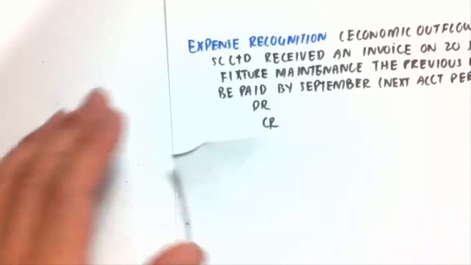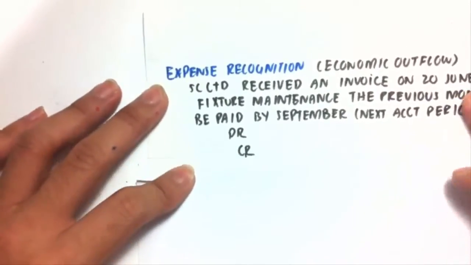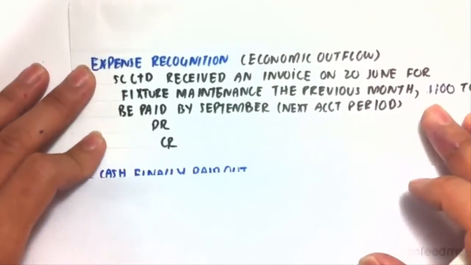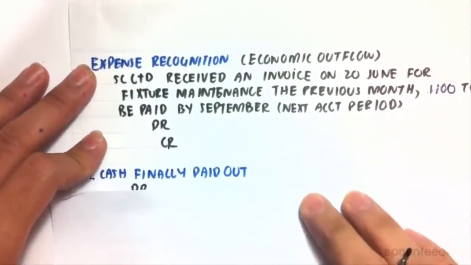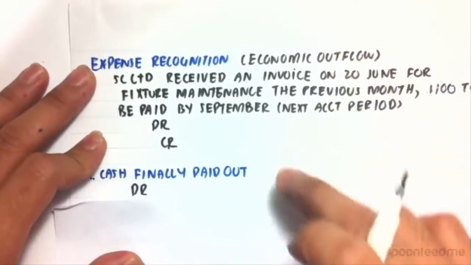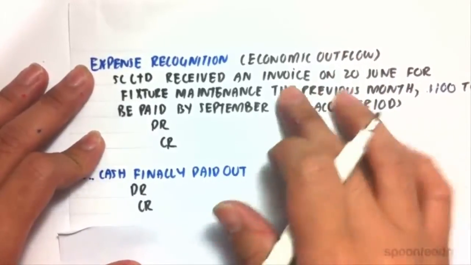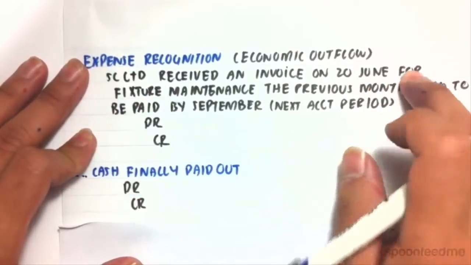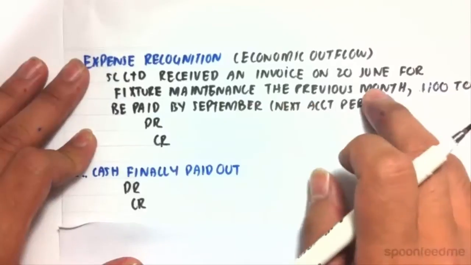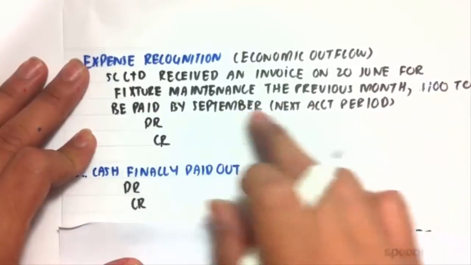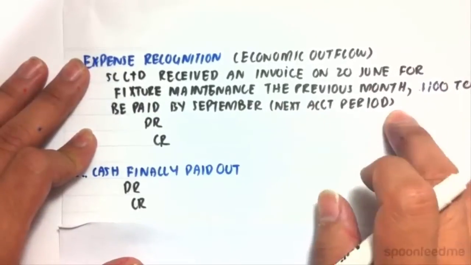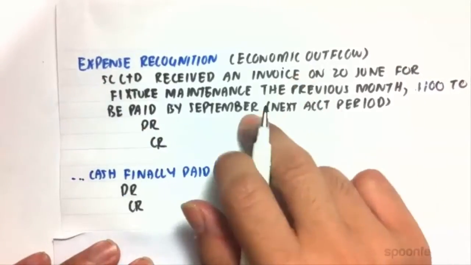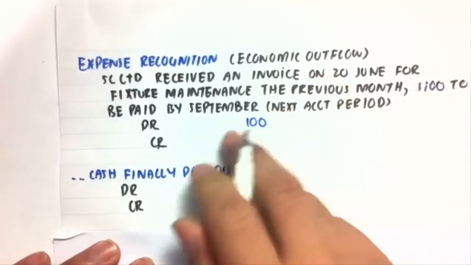Okay, so then when we go to expenses, when expense recognition occurs, or the economic outflow occurs before the cash outflow, the example I've given today is: SC Ltd received an invoice on the 20th of June for fixture maintenance for the previous month, and that's $100 to be paid by September, which is in the next accounting period. So of course we do need to debit our expense, so we recognize our expense, $100, and that is maintenance.